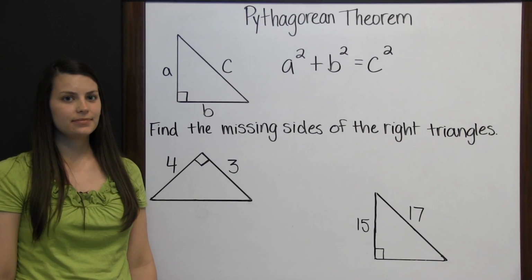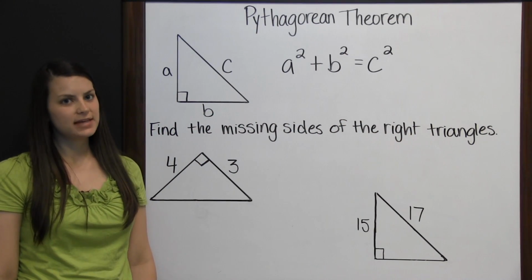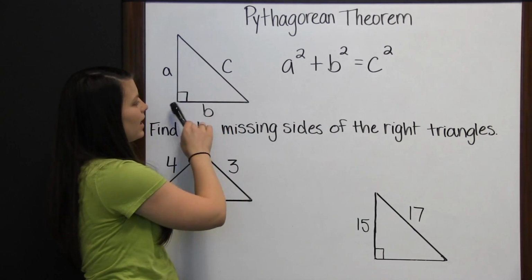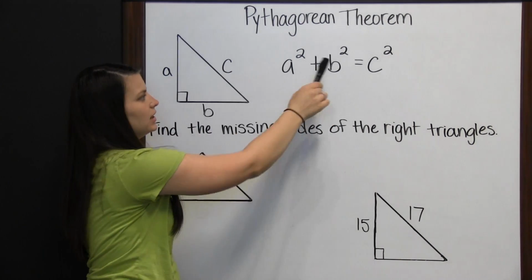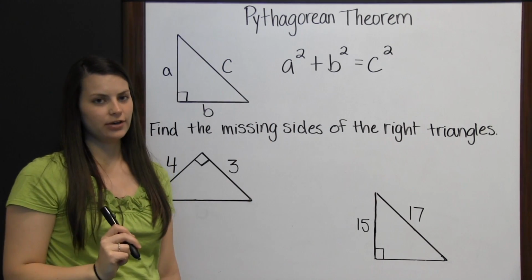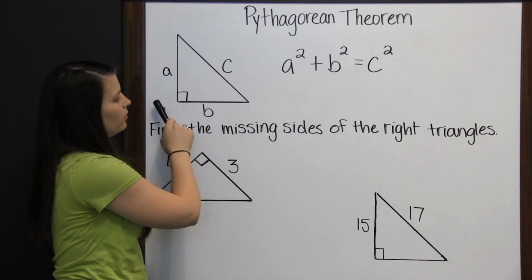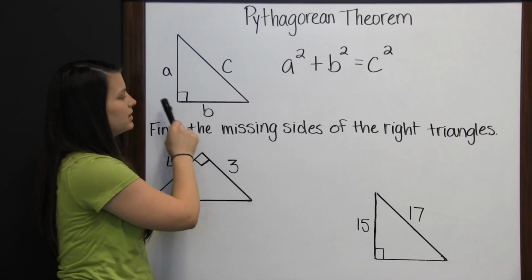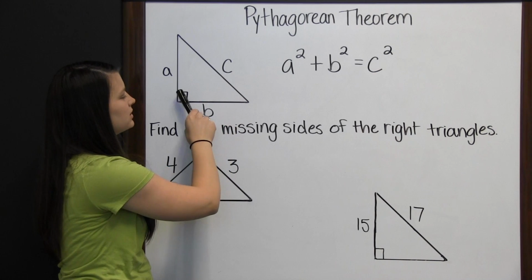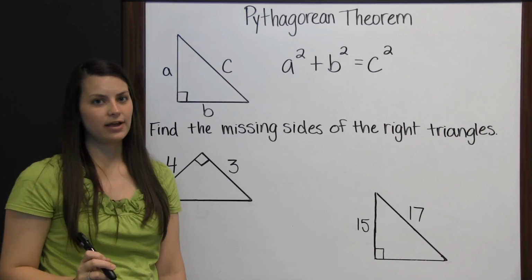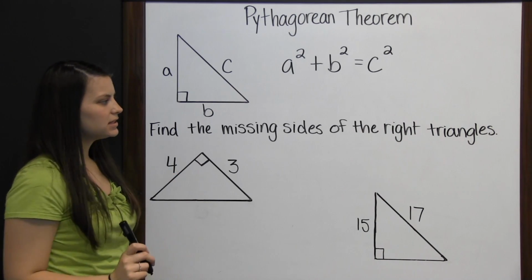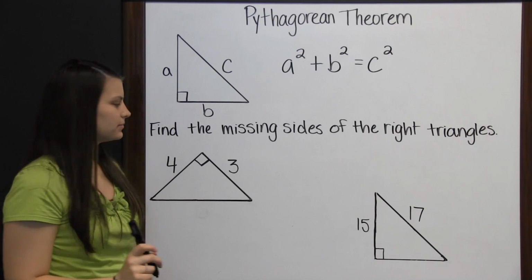Pythagorean Theorem. The Pythagorean Theorem states that the sum of the squares of the legs of a right triangle is equal to the square of the hypotenuse of a right triangle. The legs of a right triangle are the two sides that form the right angle. The hypotenuse is the side that's across from the right angle. Let's look at two examples. Find the missing sides of the right triangles.